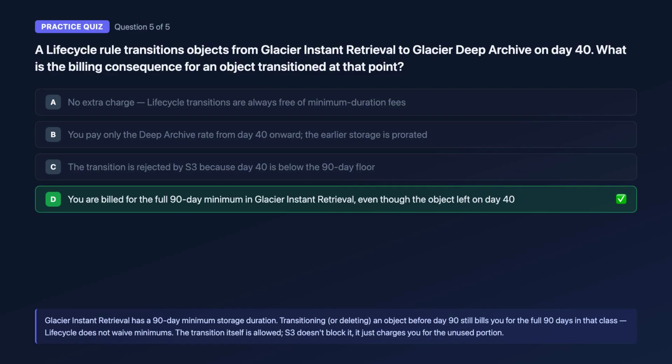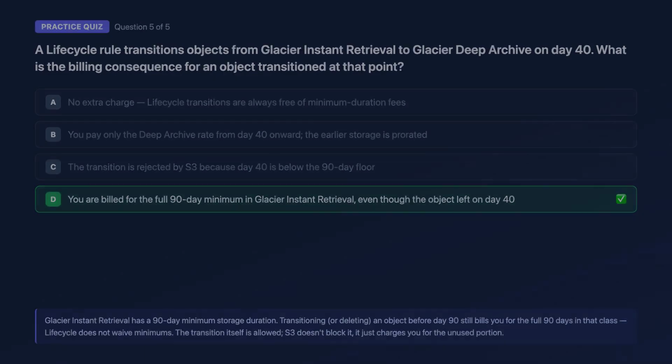It has to be D, and here's why. Glacier Instant Retrieval carries a 90-day minimum storage duration. Transitioning or deleting an object before day 90 still bills you for the full 90 days in that class. Lifecycle policies do not waive minimums. S3 doesn't reject the transition either. It happily moves the object on day 40 and quietly charges you for the remaining 50 days you never used. This is the exact trap that turns an aggressive cost optimization lifecycle rule into a higher bill than just leaving the data where it was.